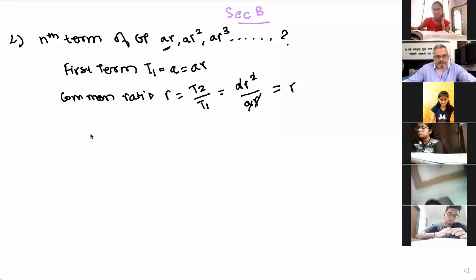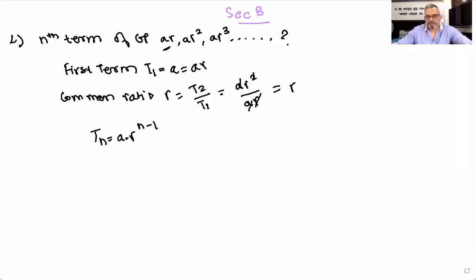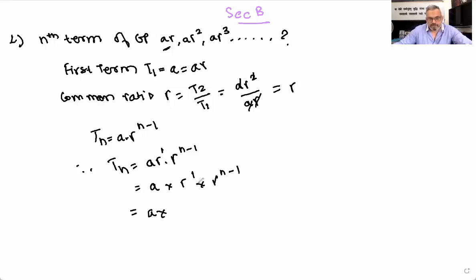Now we have to find the nth term. So Tn is equal to A into R raised to n minus 1. Dhyan dena please. Therefore, Tn is equal to, what is A? A is AR into R raised to n minus 1. Now, how do we solve this? Dhyan do. A into R is basically A into R raised to 1, which is equal to A into R raised to 1 into R raised to n minus 1, which is equal to A into R raised to 1 plus n minus 1.